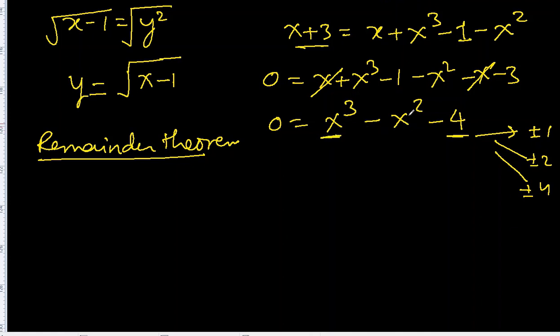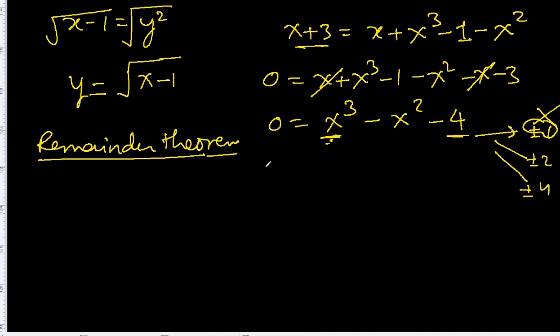So 1 cube minus 1 square, 0, minus 4. No, it is not giving me 0. The remainder theorem should give you 0 so that it becomes a factor. So plus 1 is not a root of x cube minus x square minus 4. What about minus 1? This will be minus 1, minus 2, minus 6. It is also not giving 0. Let's go to plus 2. 8 minus 4, 4 minus 4, 0. Yes, plus 2 is working.